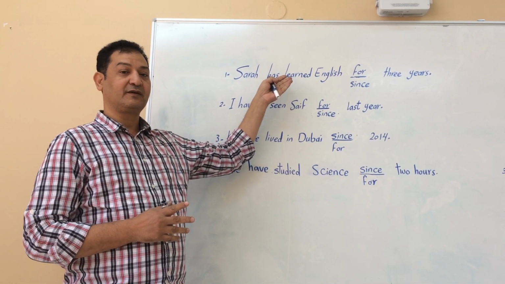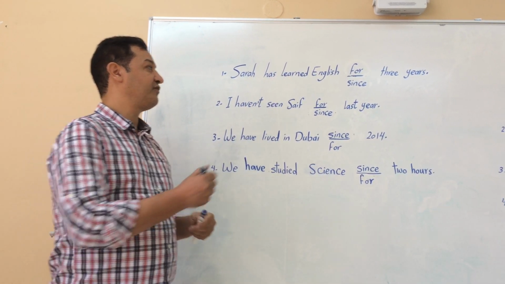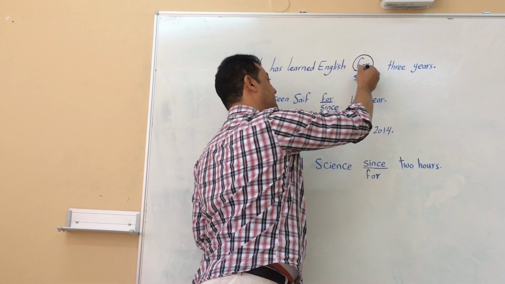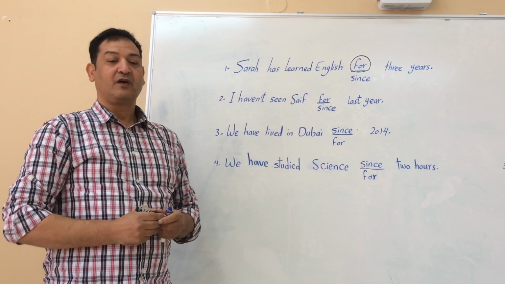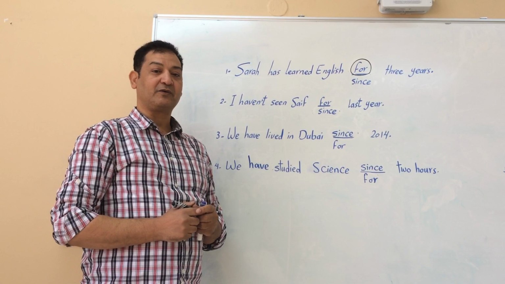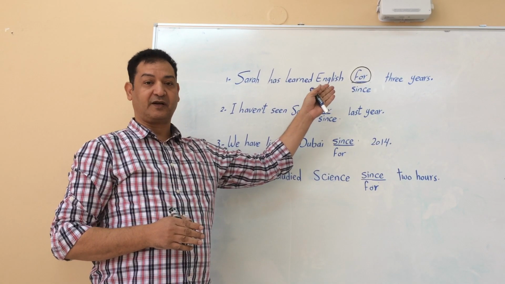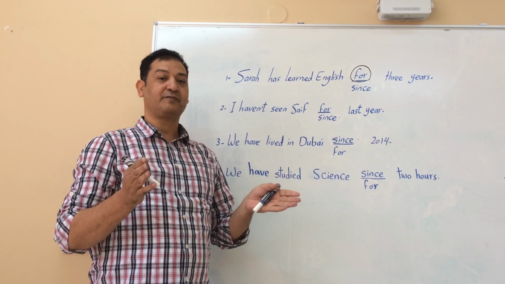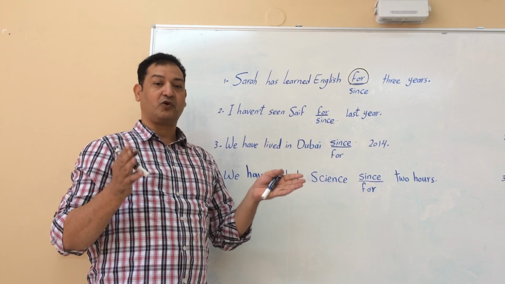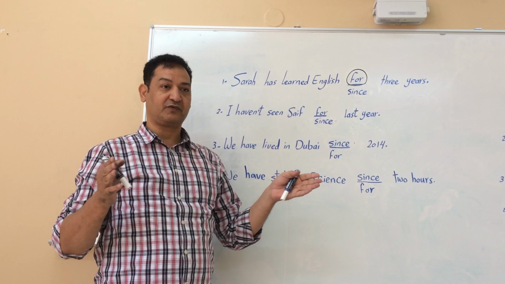The correct answer? Yes, good. For 3 years. But why? For is used when you talk about a period of time. 3 years is a period of time. 3 years, 2 minutes, 3 hours, 4 weeks, this is a period of time.